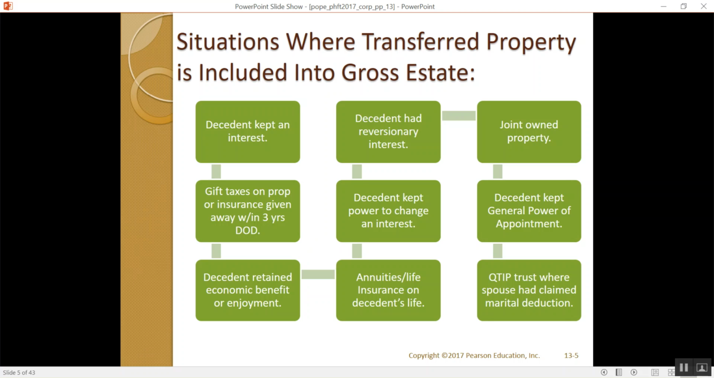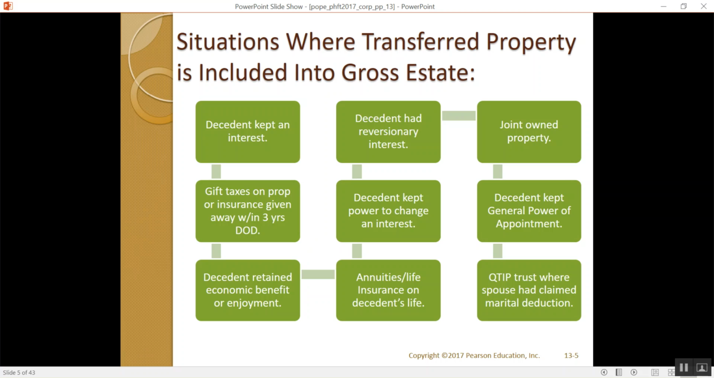And what's that called? Those are called gift taxes. And there are different rules around gift taxes. That was in chapter 12, which we're not covering. And maybe I should have, but we just don't have time in the semester to cover everything. But just remember, there are two kinds of transfer taxes: gift taxes and estate taxes.